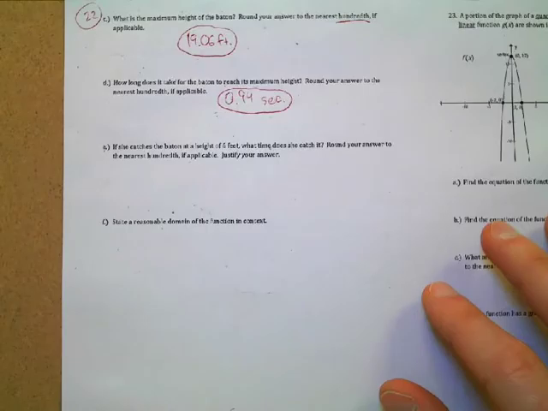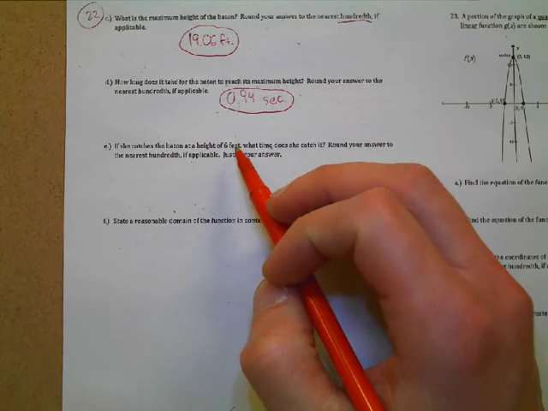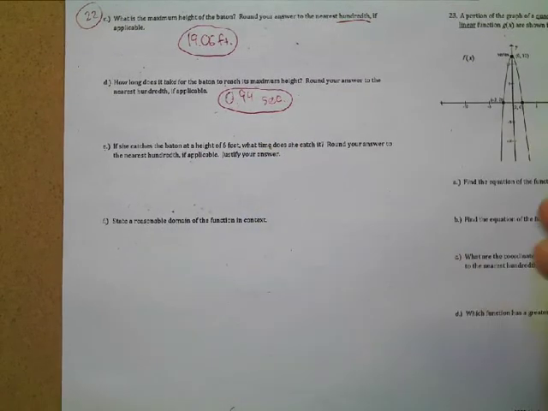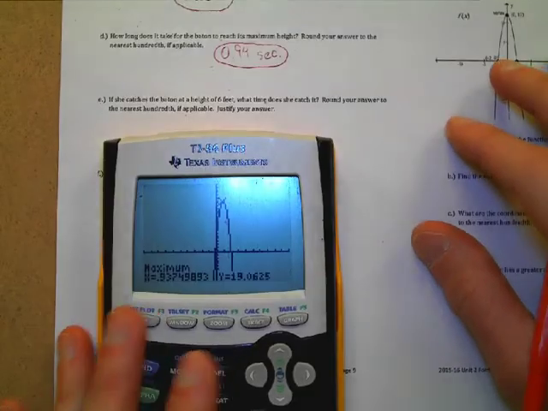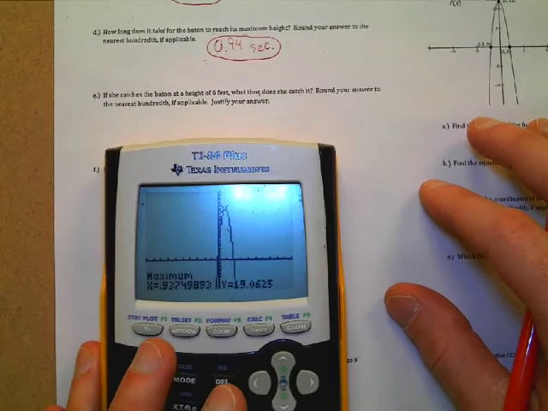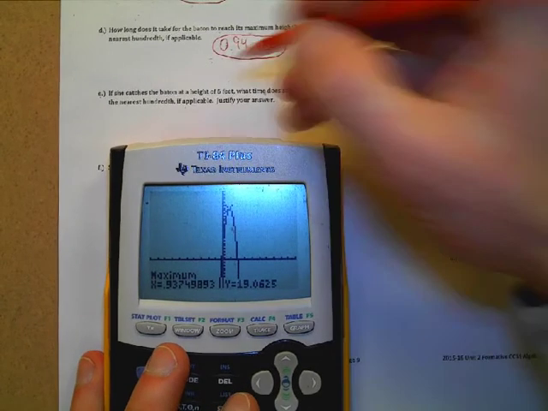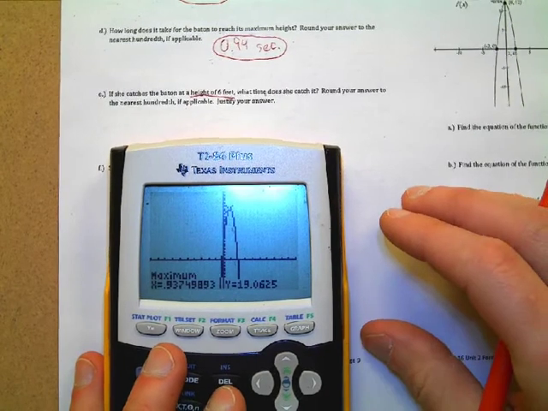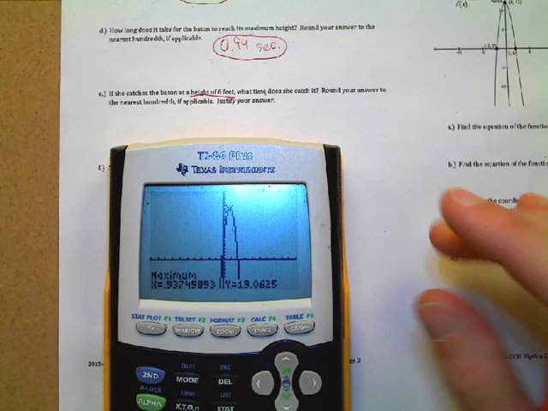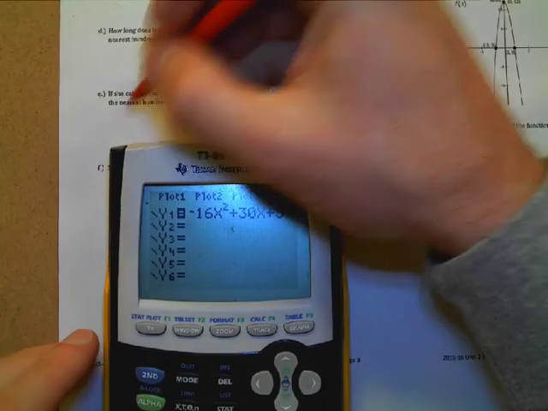All right. If she catches the baton at a height of 6 feet, what time does she catch it? She catches the baton at a height of 6 feet. What time does she catch it? So the height is 6 feet. We want to know when the height is 6 feet. So we have a couple options here. One thing we can do is to graph y equals 6.